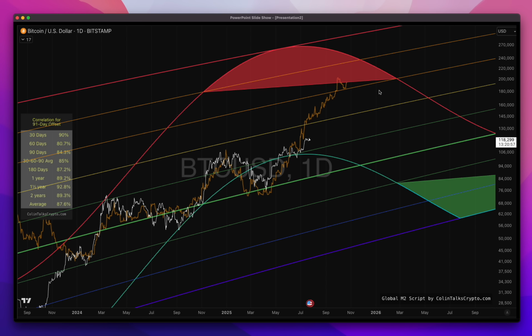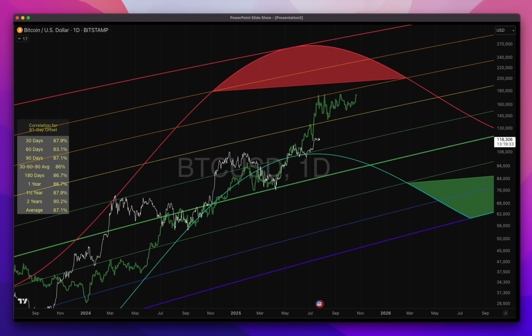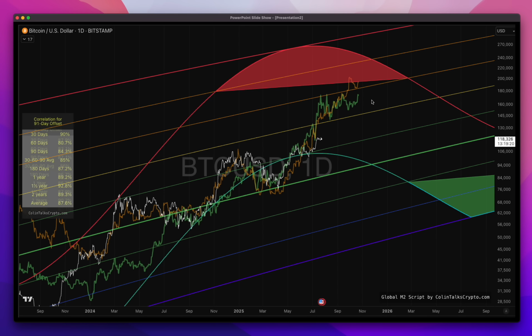So the power trend, the power law is all well and good. I do think the business cycle and liquidity also play a factor, so we'll just keep tracking. When we overlay M2, we have a 91-day offset. This is an 86% correlation on that 30, 60, 90 average. Again, looks really, really good. When we overlay both of them, it's up and to the right, guys.